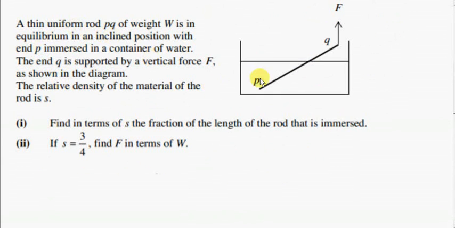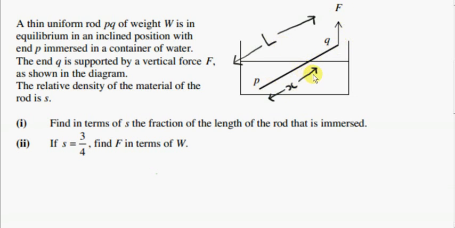A thin uniform rod PQ of weight W is in equilibrium in an inclined position with end P immersed in a container of water. The end Q is supported by a vertical force F, so F has no horizontal component. The relative density of the material of the rod is S. Find in terms of S the fraction of the length of the rod that is immersed. Let's suppose that the length of the rod is big L and the length of the part that's immersed is X. Okay, let's look at the forces on the rod.